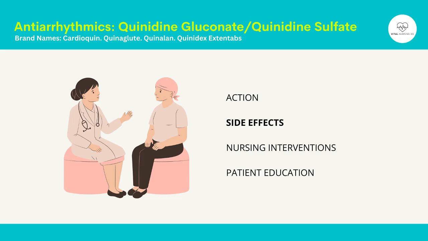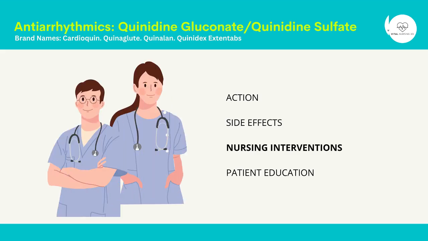Hematologic side effects are thrombocytopenia, agranulocytosis, and hemolytic anemia. Hepatic side effects are hepatotoxicity. Respiratory side effects are acute asthmatic attack, respiratory arrest. Other side effects include syncope, angioedema, lupus erythematosus. Okay, excellent. Now let's learn about nursing actions for this medication.